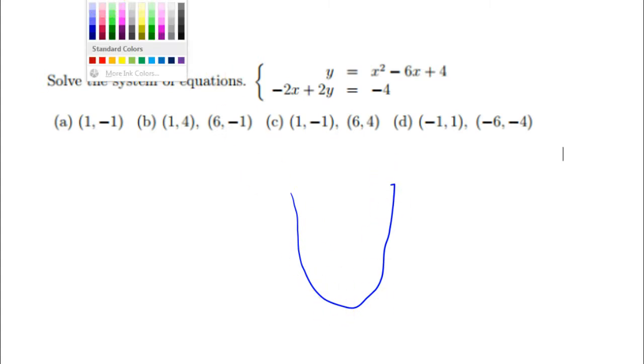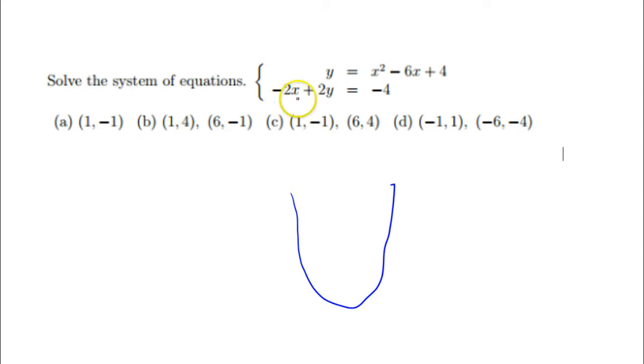Now I'm looking at the bottom equation and I'm seeing that nothing is squared or anything like that. So that means that this is linear. So this is going to be some type of a straight line. So I'm picturing this type of thing and I'm imagining that this system might have up to two solutions similar to this. So that's what we're looking for, is these two intersection points.